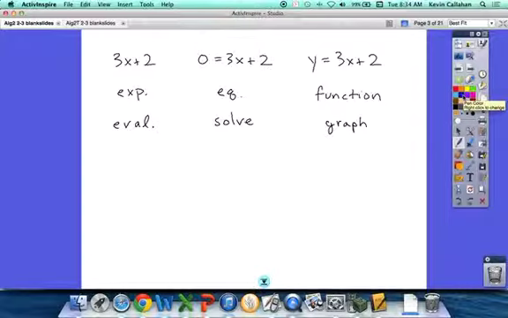again, we've got three entities in math, in algebra, that we're dealing with. Expressions, which we evaluate, equations that we solve, and functions that we graph, right? It's going to take a couple slides to develop that. If you want to copy it, that's fine.